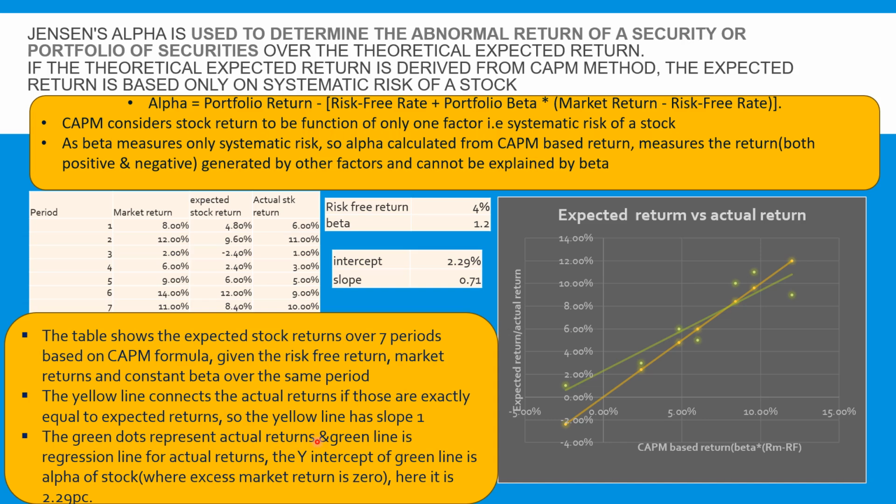The green dots represent the actual returns. These green dots are the actual returns, that is, this column. The y-intercept of the green line is the alpha of the stock. Here it is 2.29%. This green line has a slope of 0.71 and the intercept is at 2.29%. So this 2.29 is the alpha of the stock.